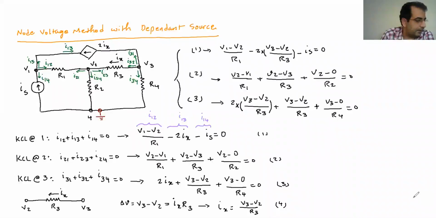Okay. Now let's look at another example, to see how we do the calculation if you have a dependent source in the system.